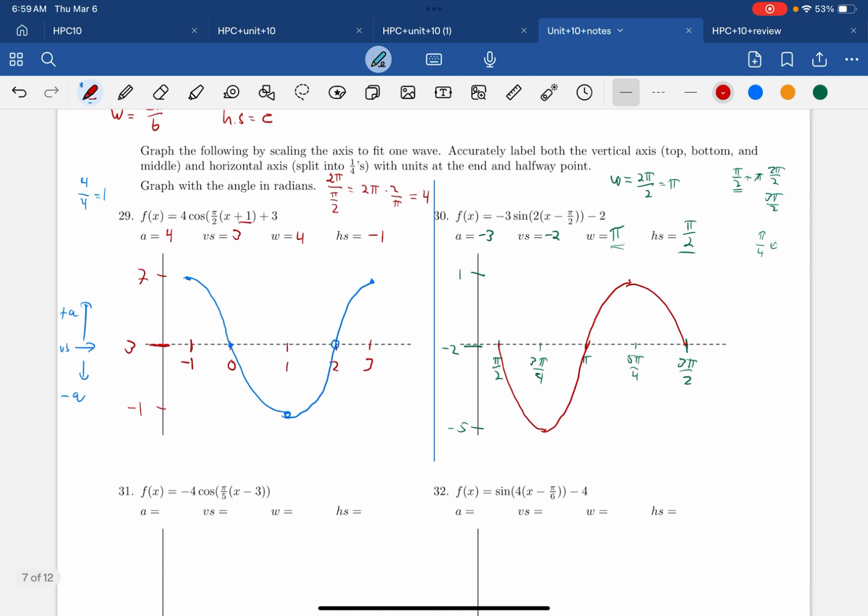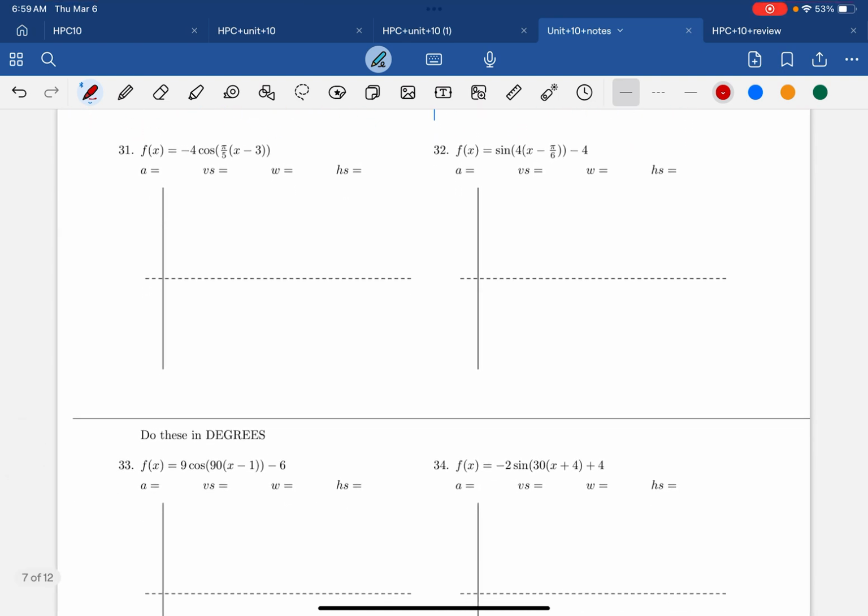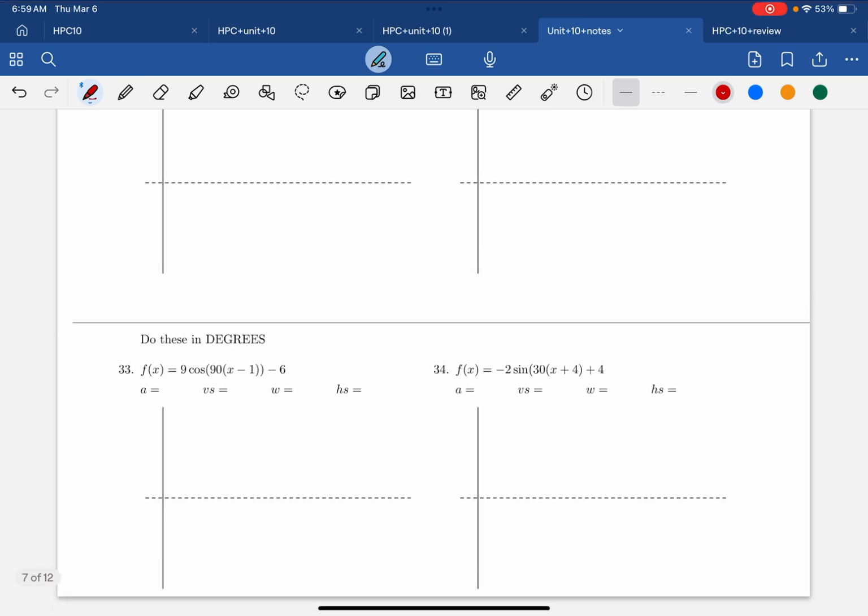One more. So I want you to do these two, right? These are in radians. And then let's go down and do degrees. Exactly the same thing. Nothing changes. Okay, let's do the second one, simply because I forgot a parentheses there. There should be an extra parentheses right here, by the way. So let's do this one.